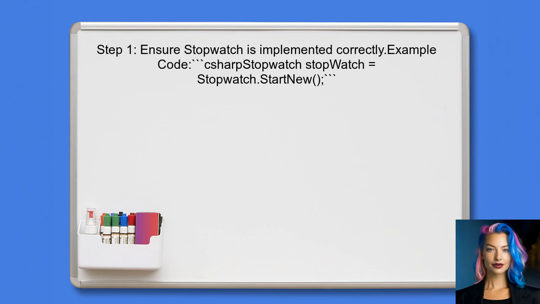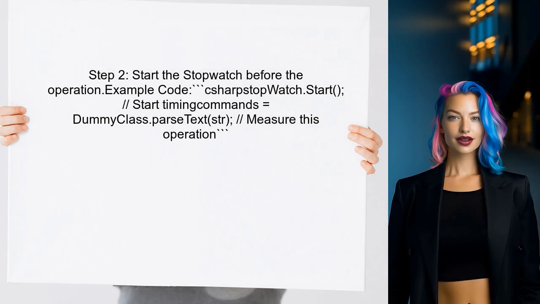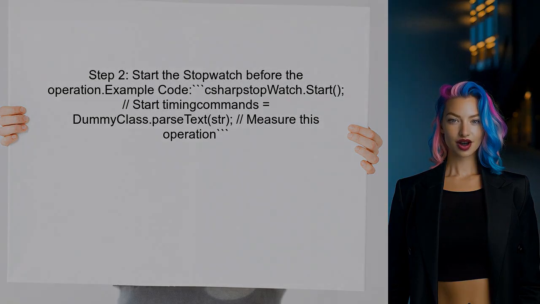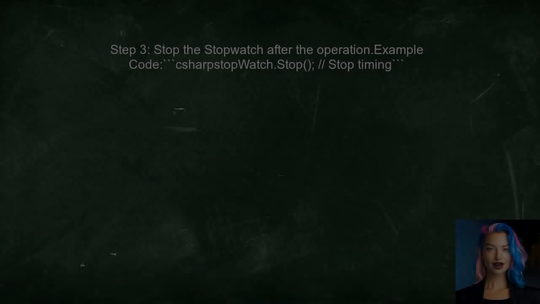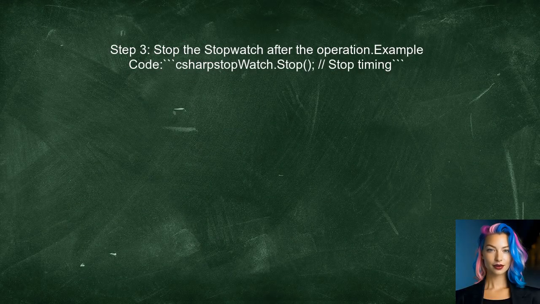To begin measuring the time taken for the operation, the user should ensure that the Stopwatch is correctly implemented. The Stopwatch class is a great tool for this purpose. Next, the user should start the Stopwatch right before the operation they want to measure. In this case, it should be right before the call to the parseText method. After the operation completes, the user should stop the Stopwatch. This is crucial to get an accurate measurement of the elapsed time.